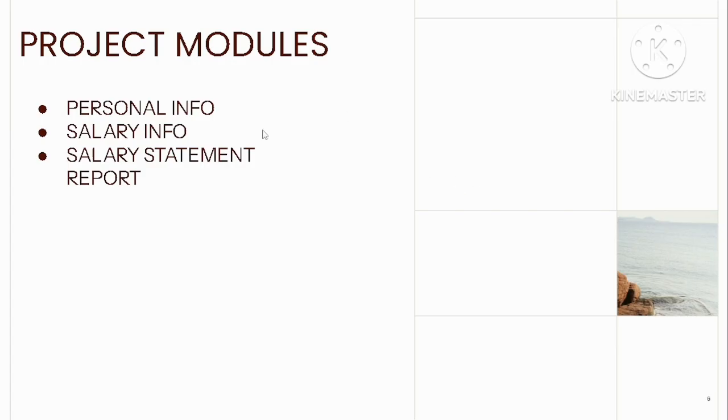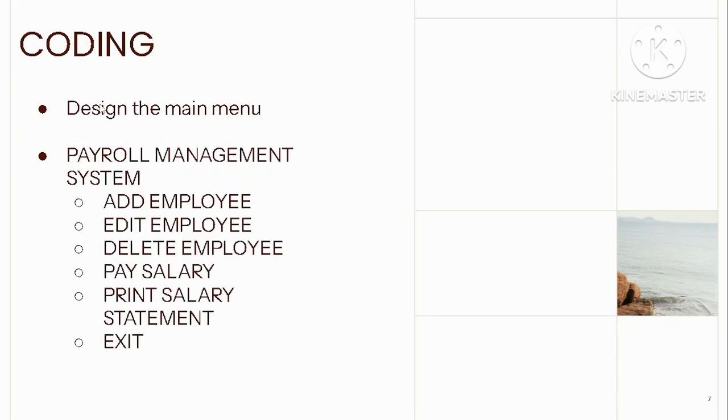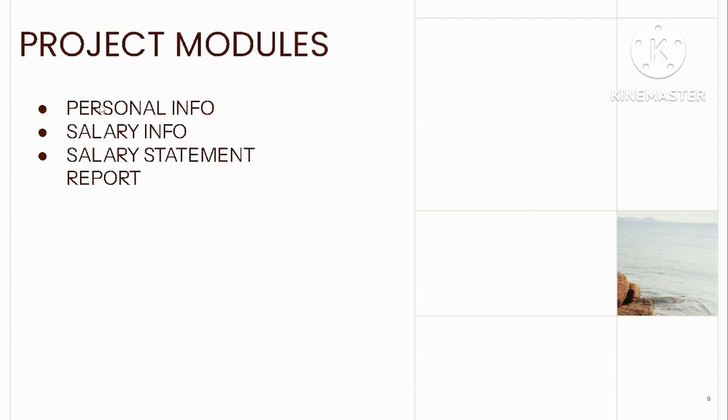So what are the 3 different modules I'm going to do? Personal information, salary information, and report generation. These are the 3 different parts I'm going to work with. So if you are 3 students in a team, 1 student can do this personal information, 1 student can write coding for salary, 1 student can generate the report.